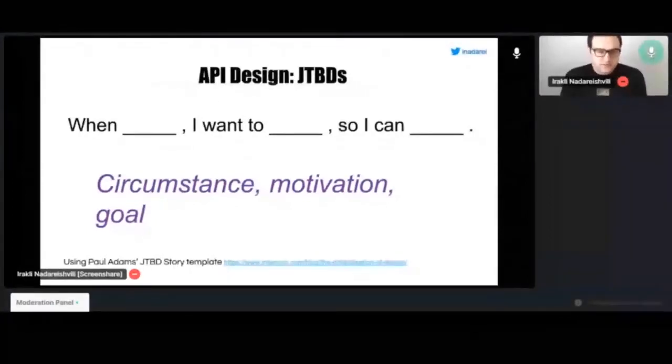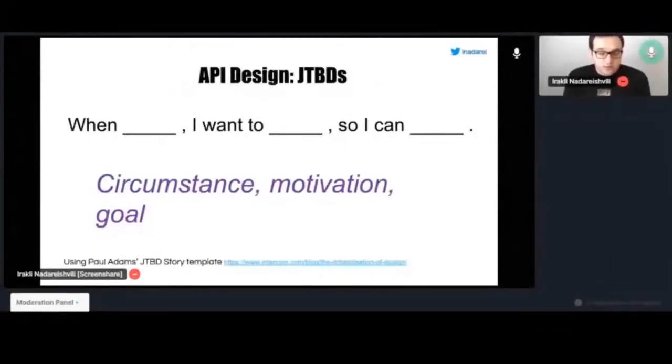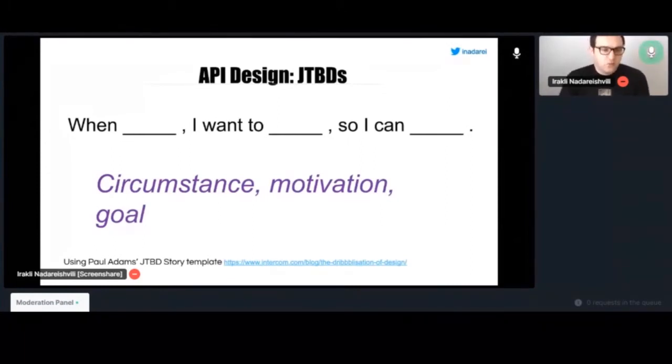To make the whole design process repeatable, we capture jobs to be done that we learn usually from customer interviews in a standard format, right? From one API design to the other API design, we want this to be a repeatable process. So we use a standard format, specifically a jobs to be done story template that was created by Paul Adams, and there's a link at the bottom of the slide if you want to read more in the blog post about the template. But generally, in this template, we very importantly identify the circumstance of the job, the motivation, and the goal. And the template itself goes like, when circumstance, I want to motivation, so I can goal.